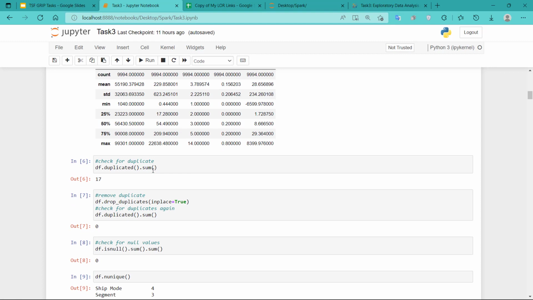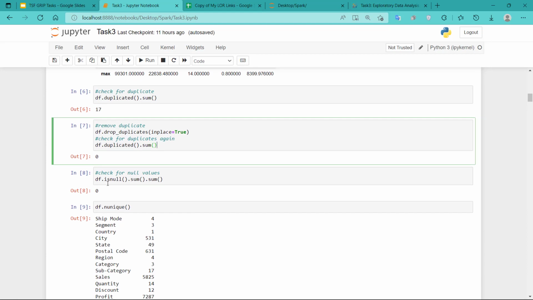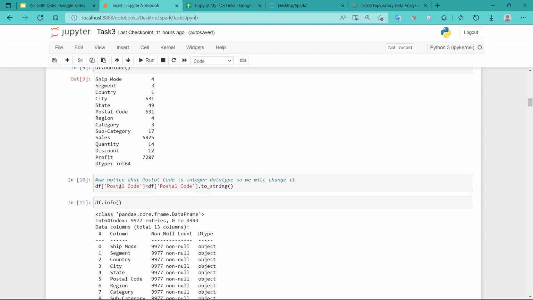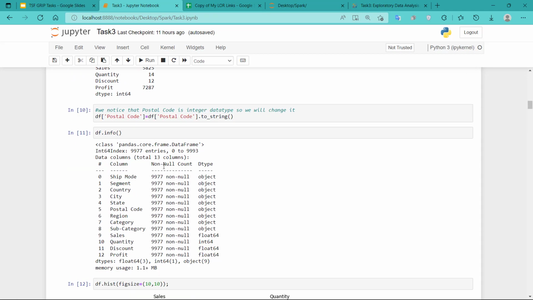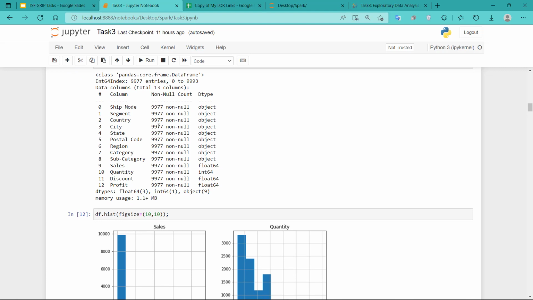We check for duplicated values and we have found that there are 17, so we have to drop them, so we delete them. Here we check again for the null values and it is 0. Here are the unique values of every feature of the data. We have found that the postal code was an integer, so we have changed it to string. Then we will delete it because we don't need it. Here is the information again after we have cleaned the data. Here the 17 duplicated values have been deleted.